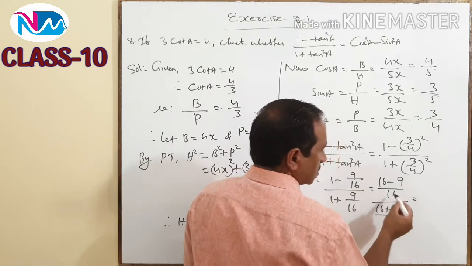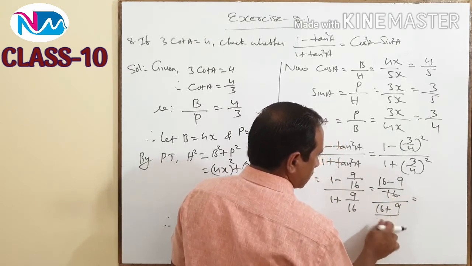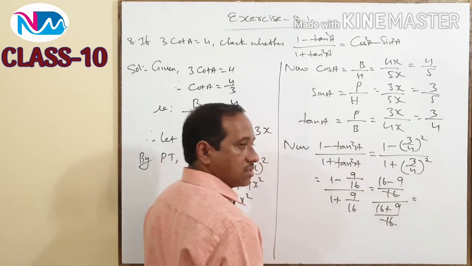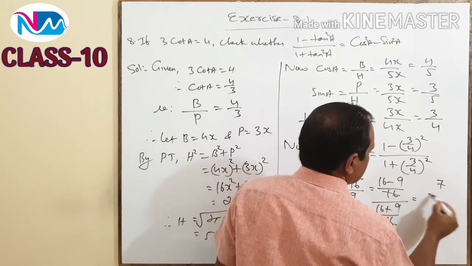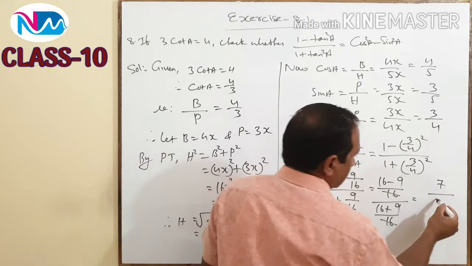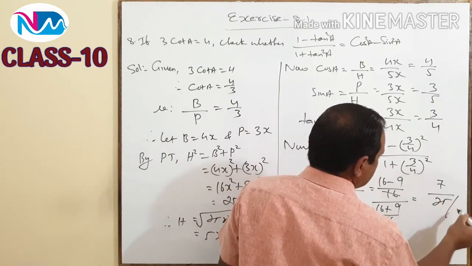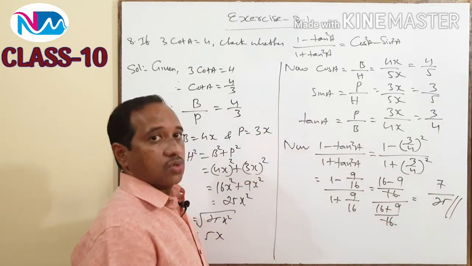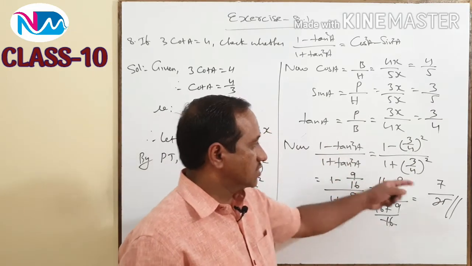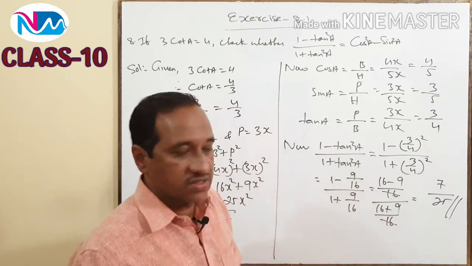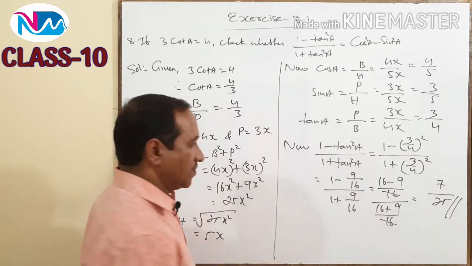That is equal to 16, and here 16 will be cancelled. 16 minus 9, that is 7, by 16 plus 9, that is 25. So by calculating 1 minus tan square A by 1 plus tan square A, we are getting 7 by 25.